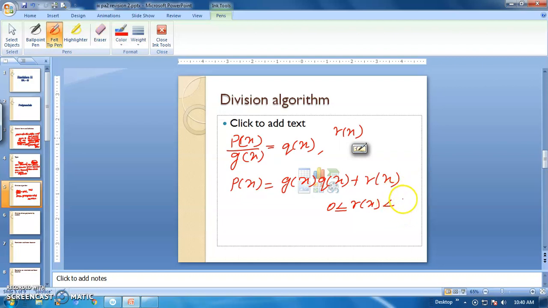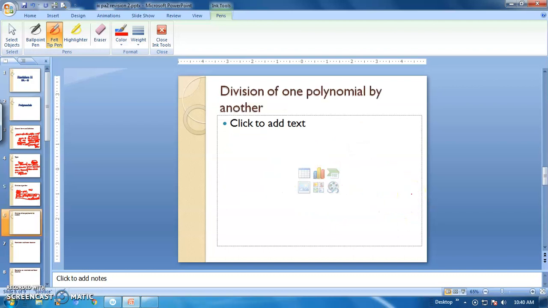So we can write this G of x. This is known as the division algorithm for polynomials. Here P of x is the dividend polynomial, G of x the divisor polynomial, Q of x the quotient polynomial and R of x the remainder polynomial. The degree of R of x is less than the degree of G of x. Okay, this is called the division algorithm, and division of one polynomial by another polynomial. So how can you divide one polynomial by another polynomial? Let us see one example now.